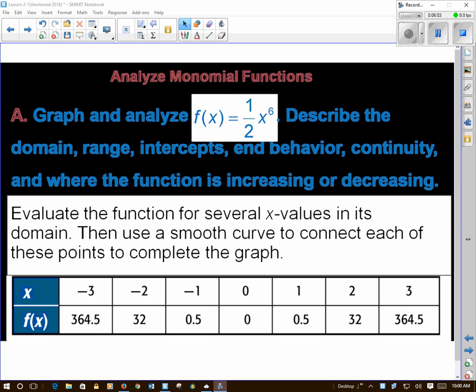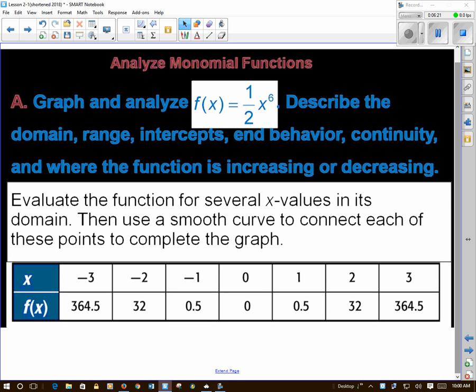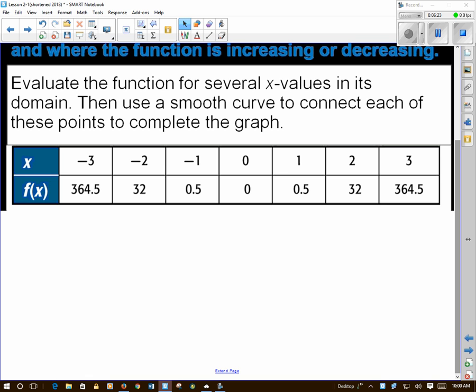We can use that then to analyze a basic power function. So if we have f of x equals 1/2 x to the 6th, we want to describe the domain, range, intercepts, end behavior, all that stuff. So we're going to evaluate the function for several x values. Well, let's look at the graph first. We know that the basic graph of this, 1/2 x to the 6th, I can get pretty much just about everything I need just by thinking, oh, x to the 6th, so it's going to be something like that.